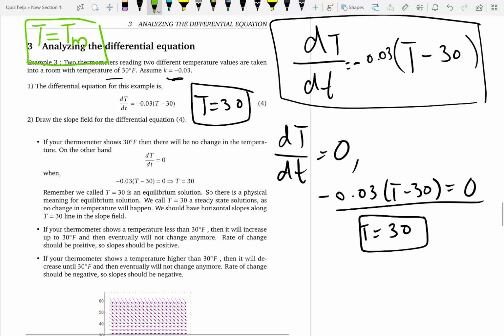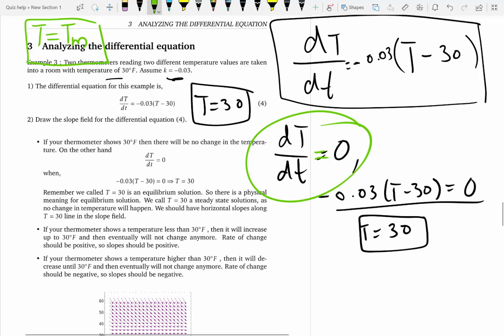Now 30, the equilibrium solution, means the stage where your temperature doesn't change. Think about it. You bring a coffee that is higher than 30 to the room, and when the coffee cools down to 30 degrees, nothing happens after that, right? Neither does the temperature increase, nor does it decrease. So the equilibrium solution is a solution where nothing changes. That is what we meant by the rate of change being 0, right? Rate of change is 0 means no change happened. So that's the physical meaning of the equilibrium solution.